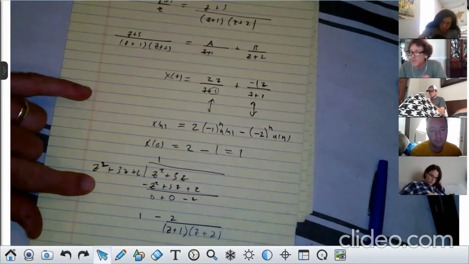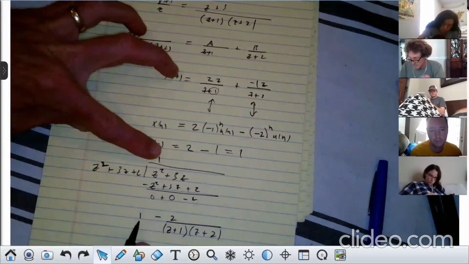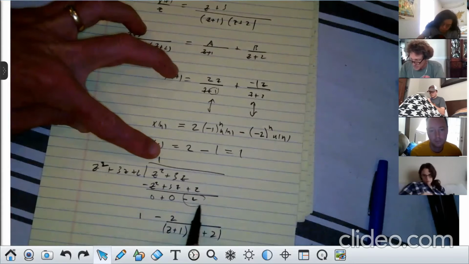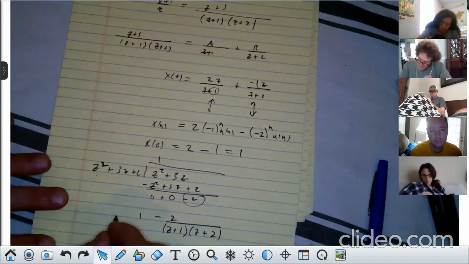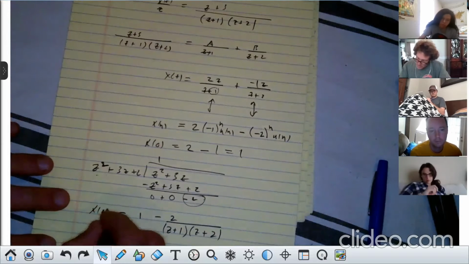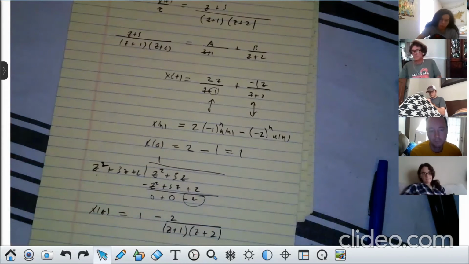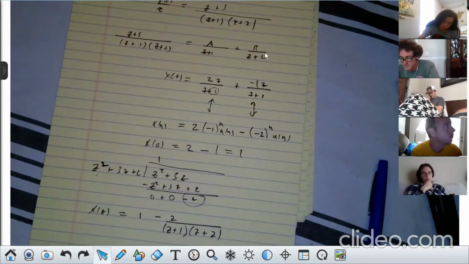Do you all follow me what I've done here? The 1 comes from there, right? And the remainder is minus 2, and that would be divided by this. And this is x of z as well, correct? I'm showing you an alternative method. It's going to give us a different form of the solution, but mathematically it gives the exact same values for every value of n. I'm trying to show you some of the things that happen with z transforms.